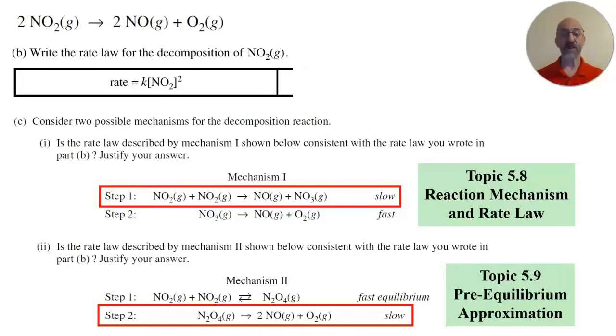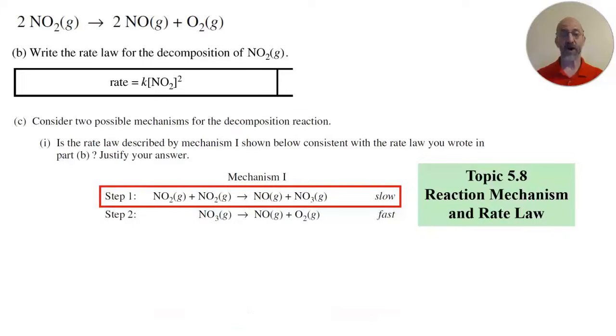So what I'm going to do as we process the information here in part C is that I'm going to show you the official scoring guidelines answer, and then I will also show you sample student responses that either did earn the point or did not earn the point. Let's go ahead and take a look at part C, mechanism 1.